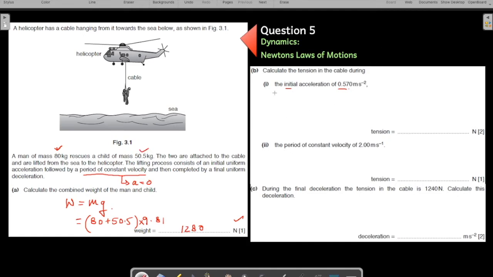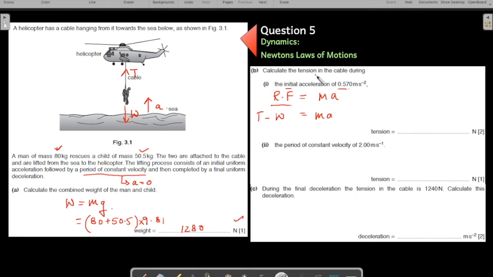You know that the formula for the resultant force is ma. And we also know that in this case the resultant force is how much? Say that the upward force is the tension, the downward force is the weight. There is an acceleration happening like this. So what is the resultant force? Tension minus the weight is equal to ma.